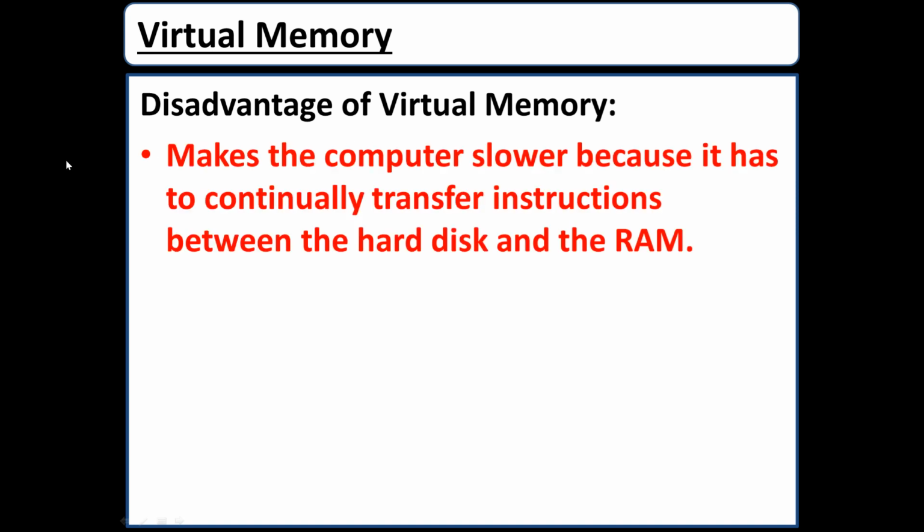The disadvantage of virtual memory is that it is very slow, so it makes the computer run slower because it has to continue to transfer instructions between the hard disk and RAM, because we cannot process data in the virtual memory. The data has to go to the RAM and then from the RAM to the CPU for it to be processed or executed.